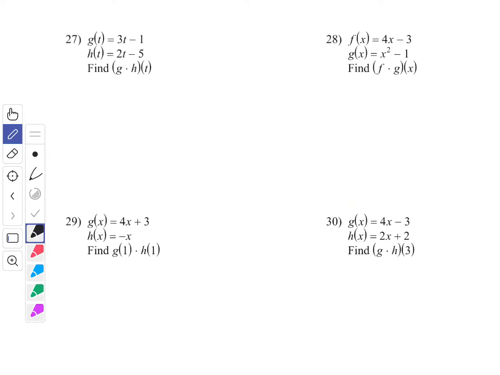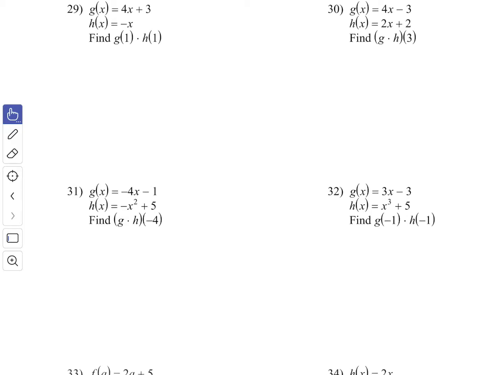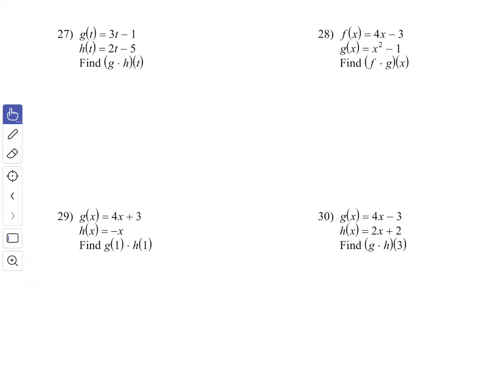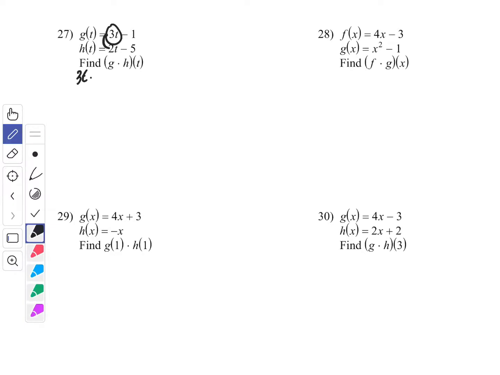Then we just have a lot more, don't we? And then we've got some with numbers. So these last two. Again, we can go 3t times 2t, which would be 6t squared. 3t times negative 5.